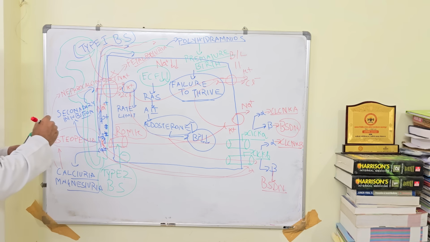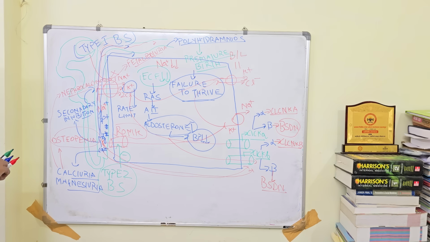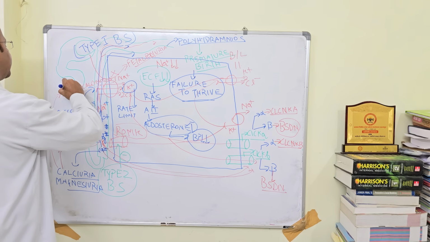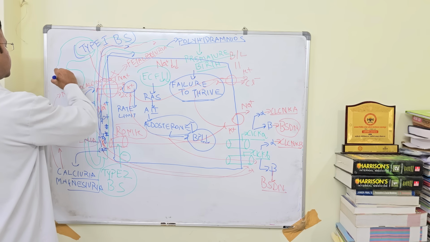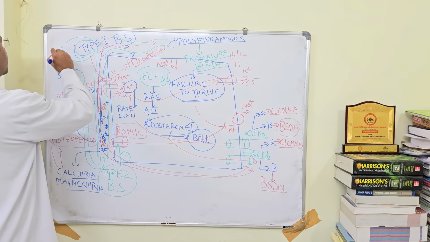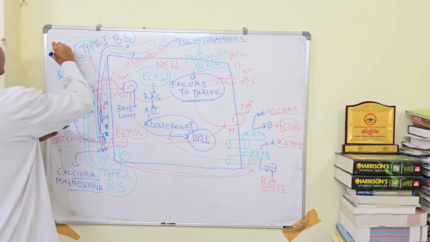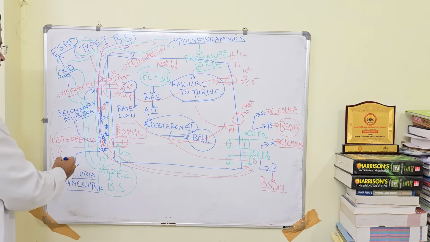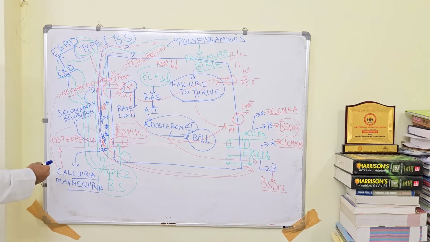And what can nephrocalcinosis lead to? Nephrocalcinosis can lead to chronic kidney disease, CKD. And what can CKD lead to? CKD can lead to end stage renal disease, right? So it's a kind of chain reaction, one thing following another.